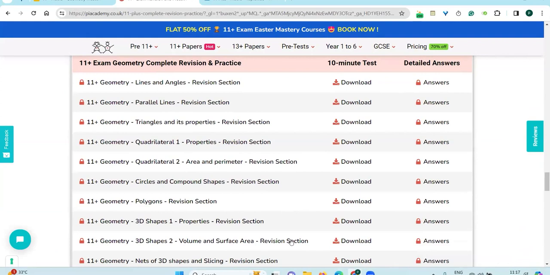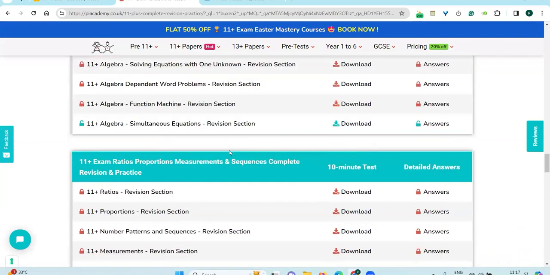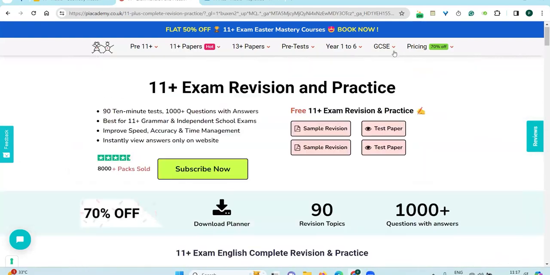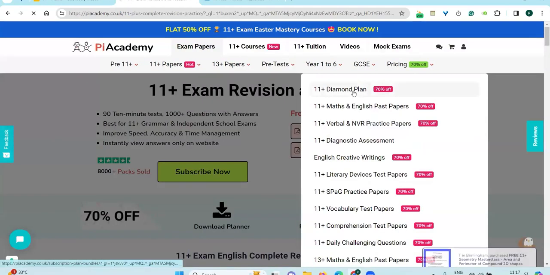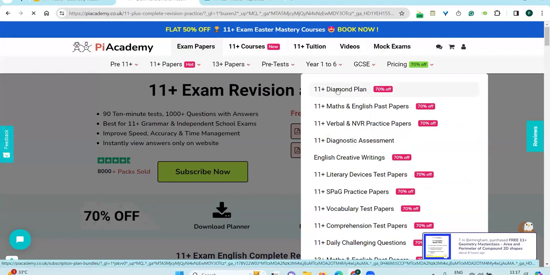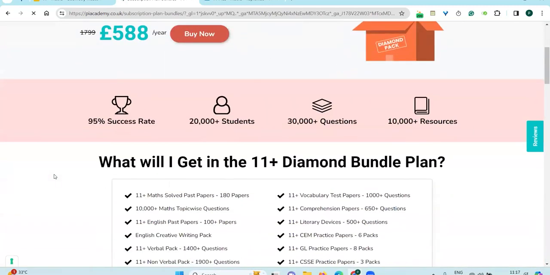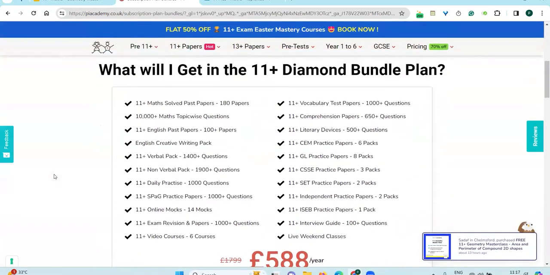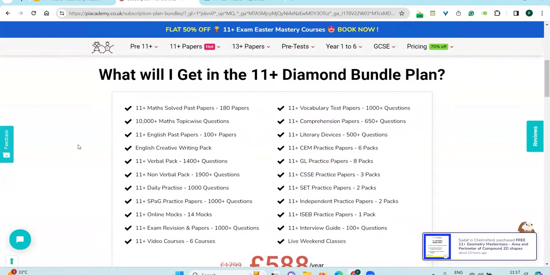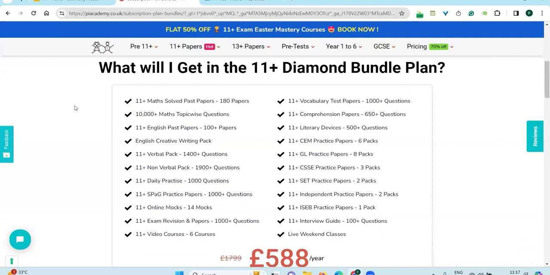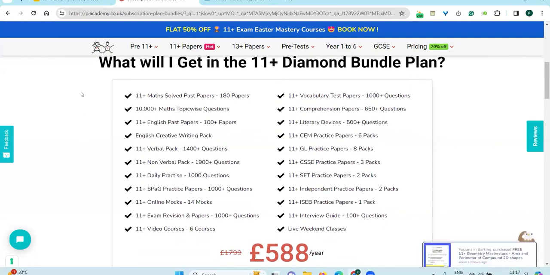So Divine is asking, is the gold plan best for a child right now preparing for the 11 plus? Yes, definitely. Gold plan is an amazing one-stop shop for all Pi Academy website resources. So before we move on to the gold plan, let's talk about the diamond plan. So essentially with the diamond plan, you would be able to unlock all 11 plus resources which are there on Pi Academy. This comes out to around 30,000 plus questions, which are there across all subjects, maths, English, everything.